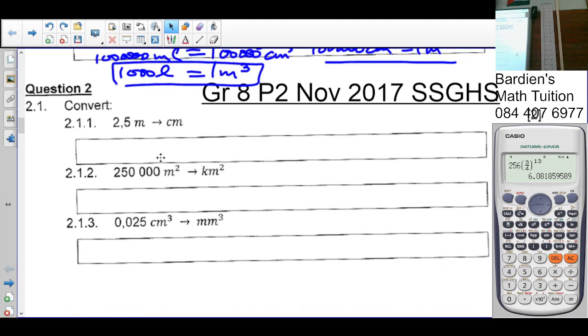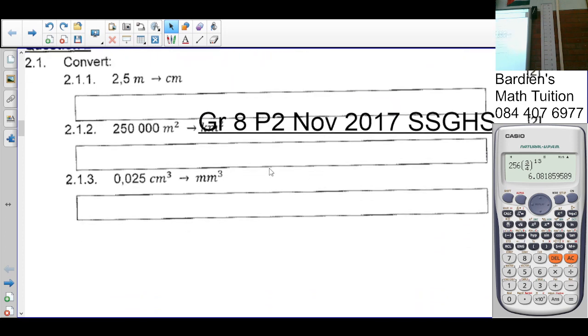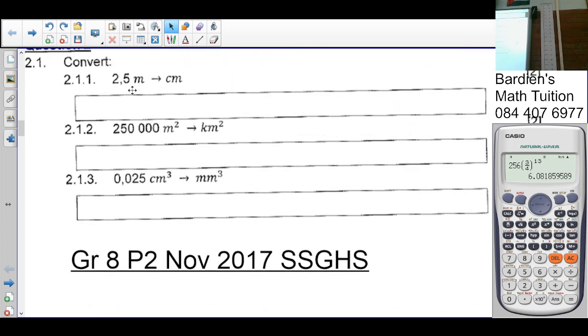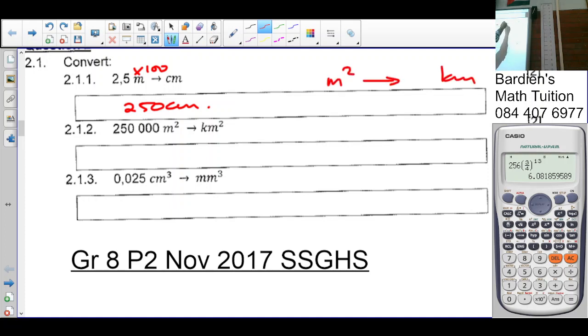Right. Next one. In question 2, convert 2.5 meters square to centimeters square. How many centimeters are there in a meter? 100. So we multiply that answer by 100. So that's going to give you 250 centimeters, 250 meters square. So how many meters square are there in 1 kilometer square?